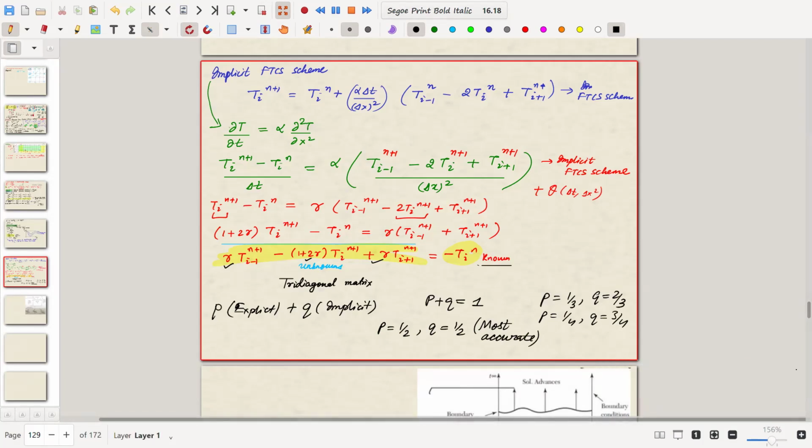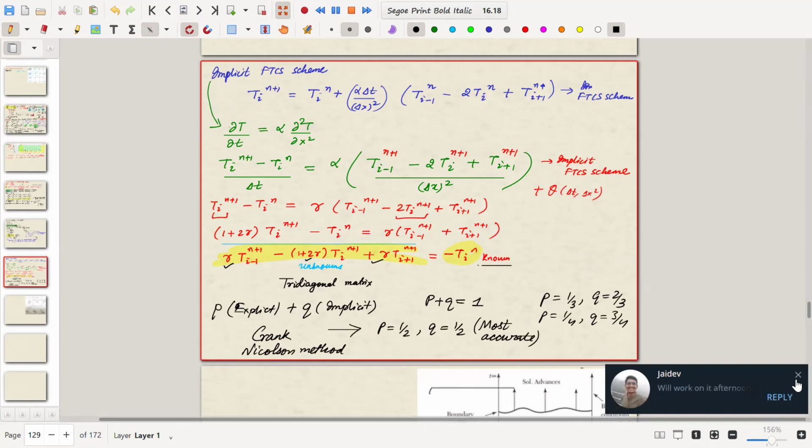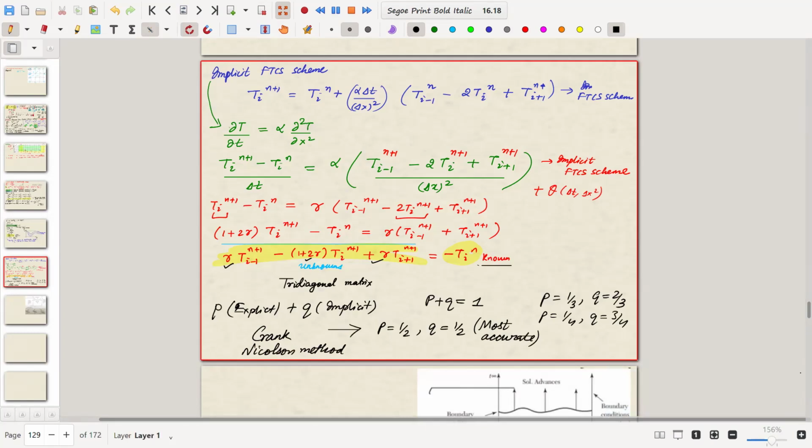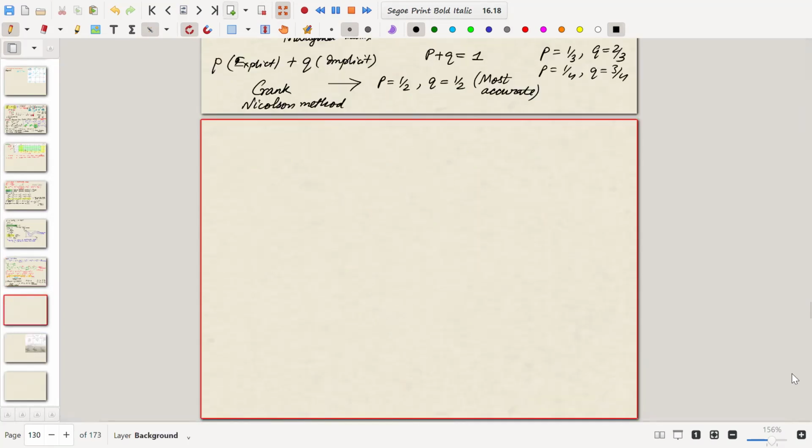So this P equal to 1 by 2 and Q equal to 1 by 2 is referred to as the Crank Nicolson method. So let us write that. This is the combined method, only in the discretization. That is Crank Nicolson. So this motivates me towards the Crank Nicolson method.